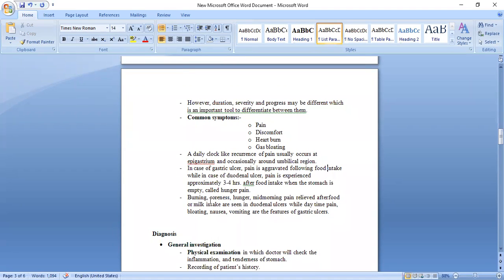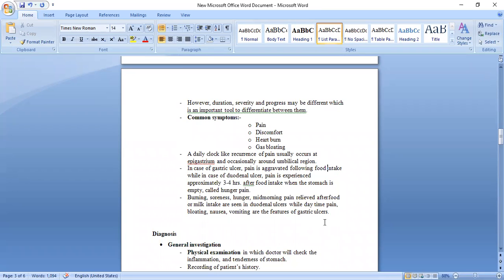These are the symptoms. Burning sensation is there, जळजळणे आपण म्हणतो ना, soreness is there, hunger pain is there, mid-morning pain is there, early in the morning sometimes we get the pain. At what time do you get pain? 12 o'clock, 1 o'clock. This is our food time, isn't it? If you take the milk or food, it will relieve. While daytime pain, bloating, nausea, vomiting are the features of the gastric ulcer.